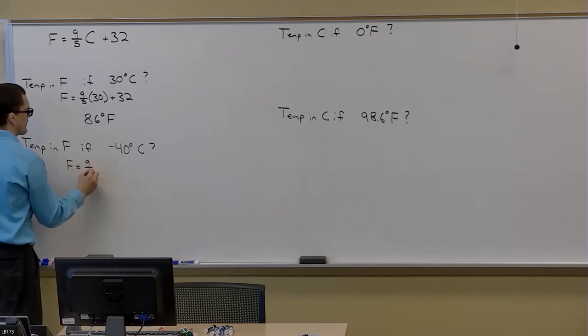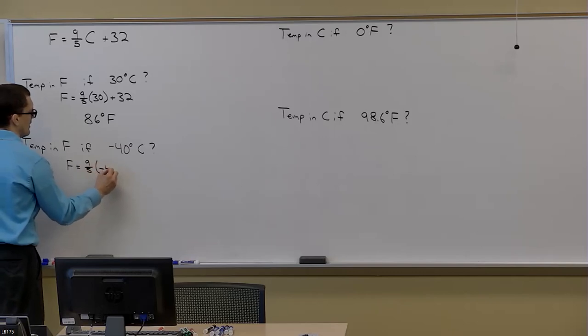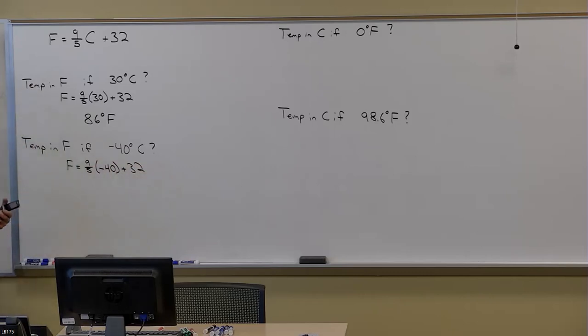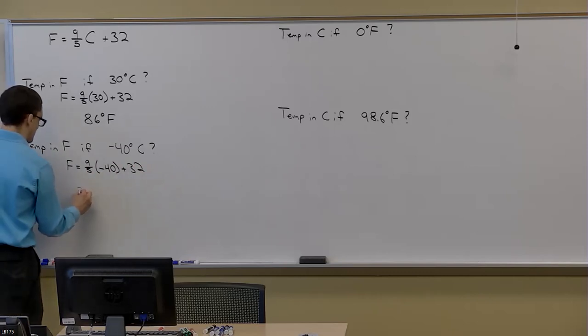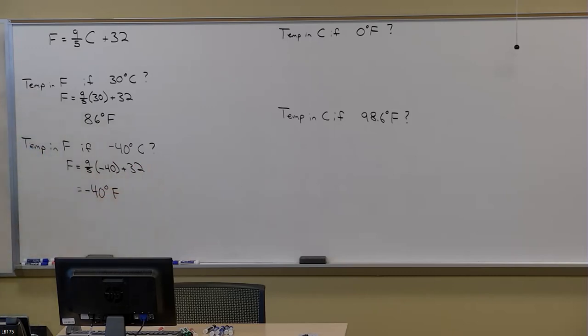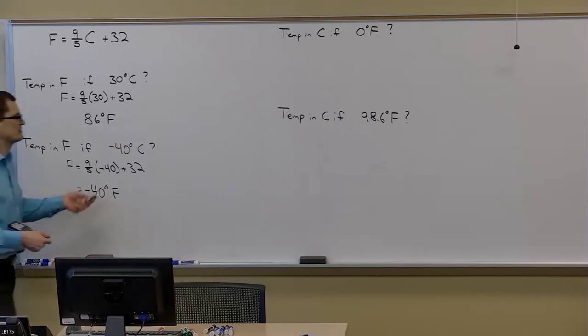At negative 40 degrees Celsius, we should all know temperatures can go into the negatives, right? I just take 9/5 times negative 40 and then add 32. And interestingly enough, you get out negative 40 in your degrees Fahrenheit. So negative 40 degrees Celsius is the same thing as negative 40 degrees Fahrenheit. That's a little weird trivia fact.